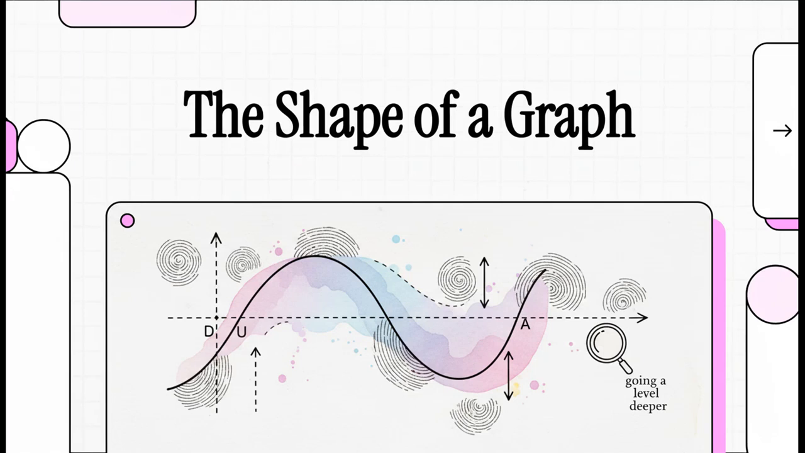All right, so in calculus, you've probably gotten really good at using the first derivative to figure out a graph's slope. Is it going up? Is it going down? But that's really just one piece of the puzzle. What about the actual shape of the graph? The way it bends, its character? Today, we're going to dig a level deeper and figure out exactly what's going on there.